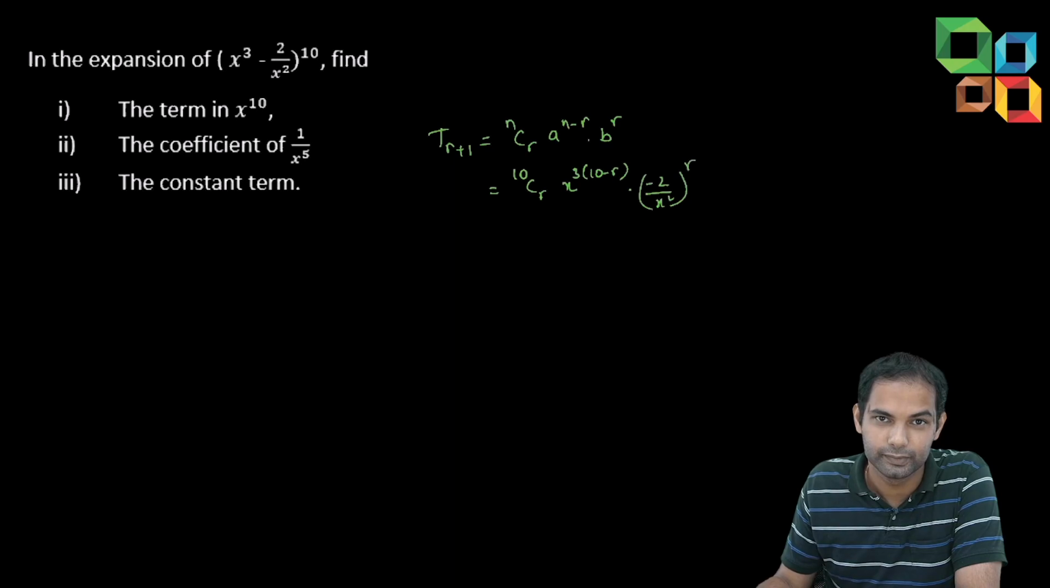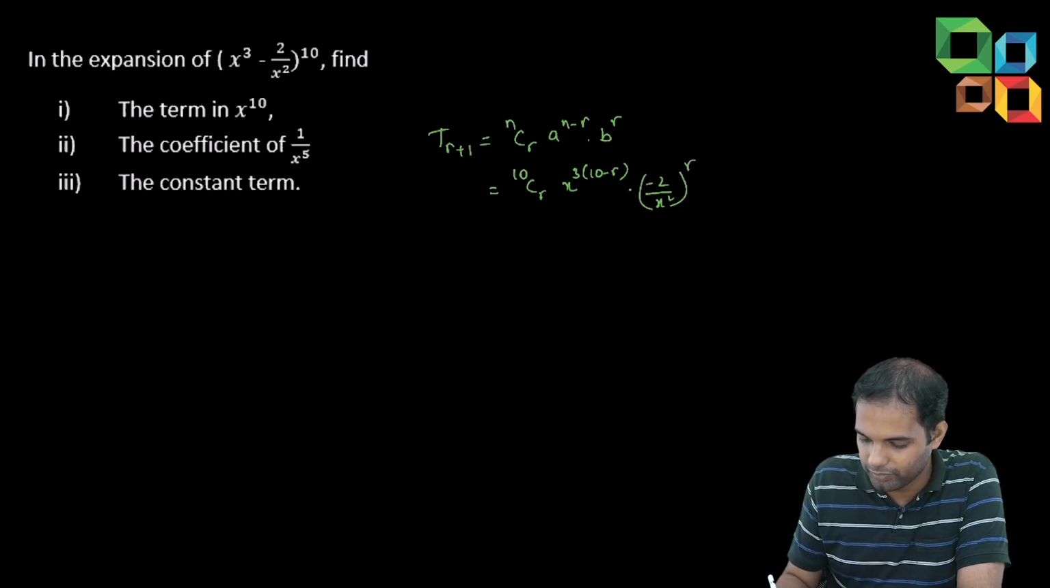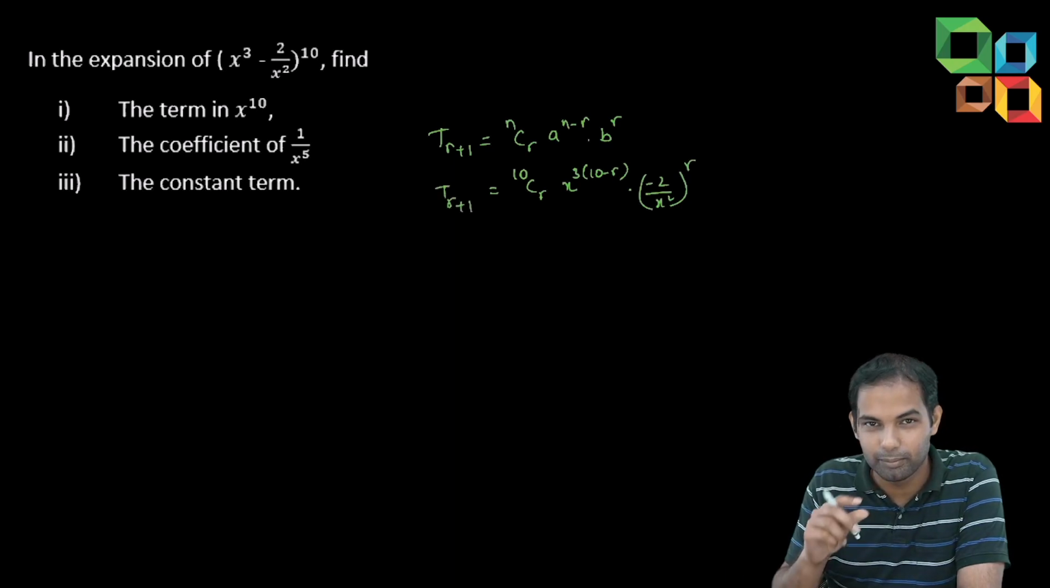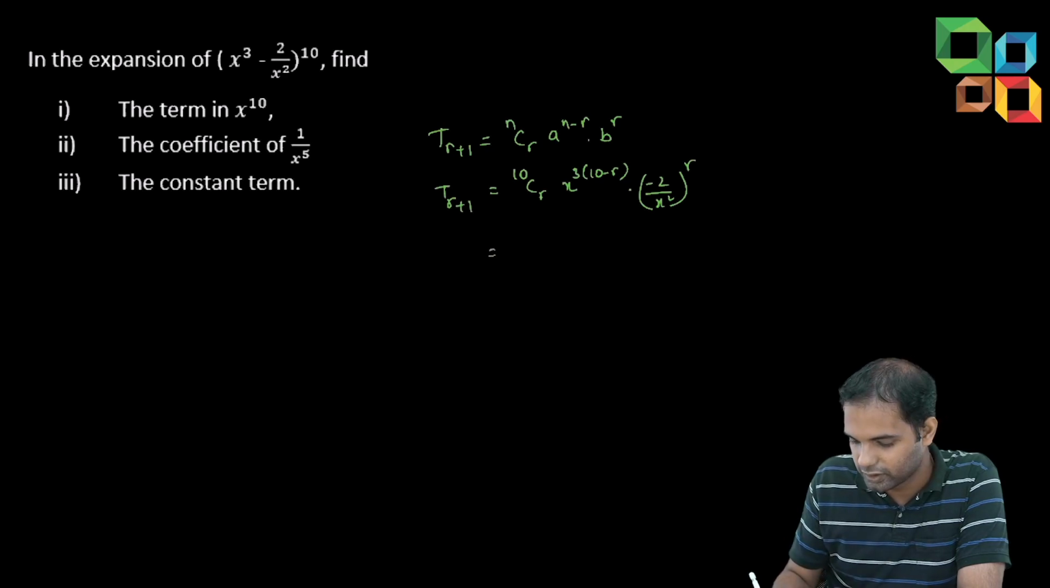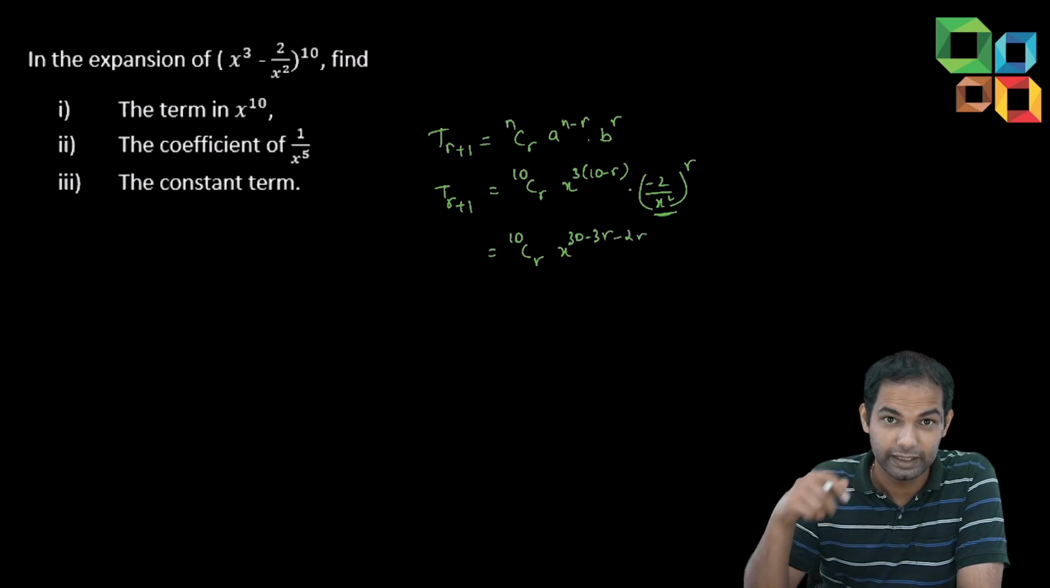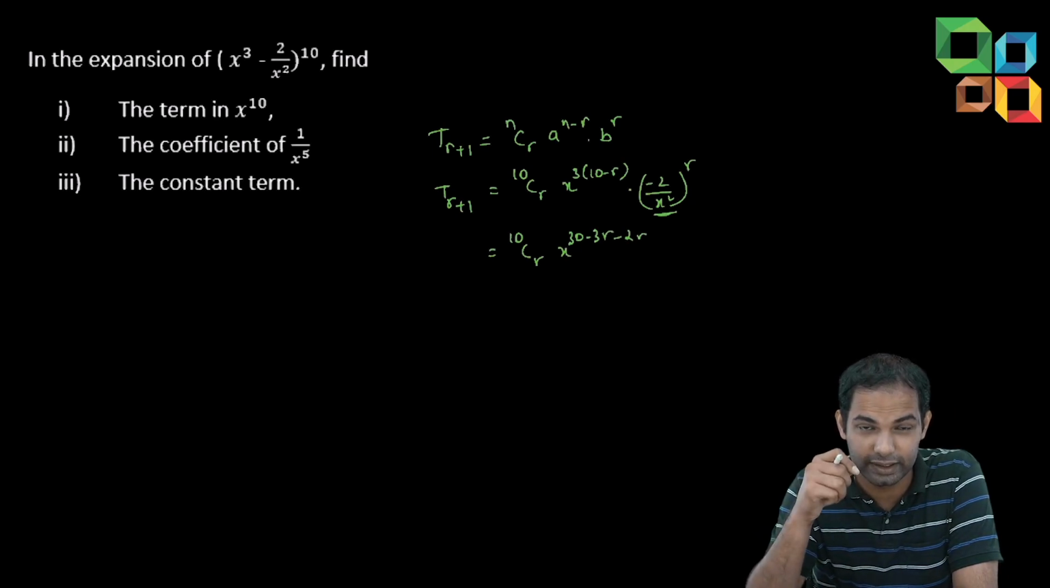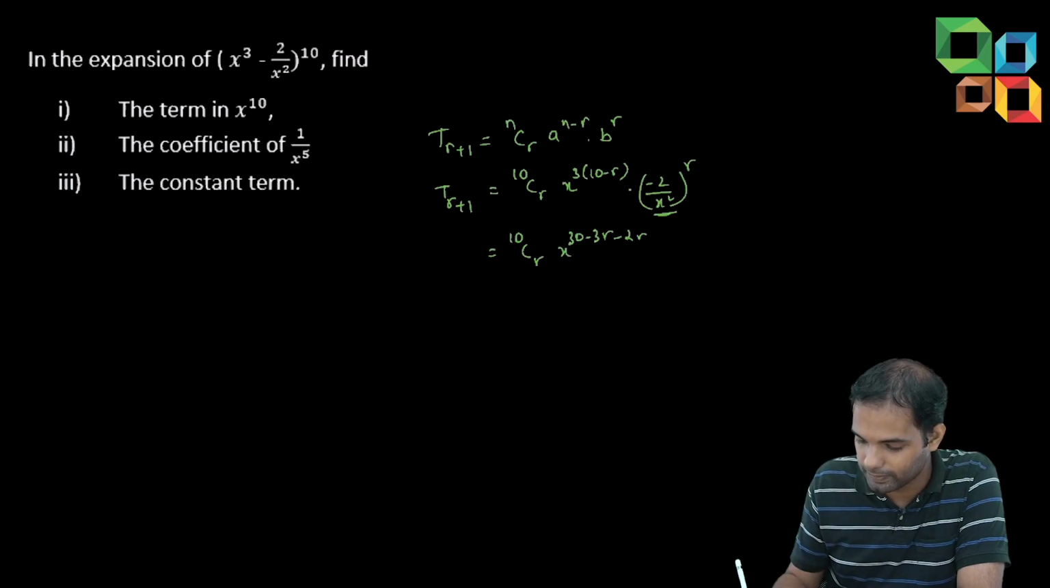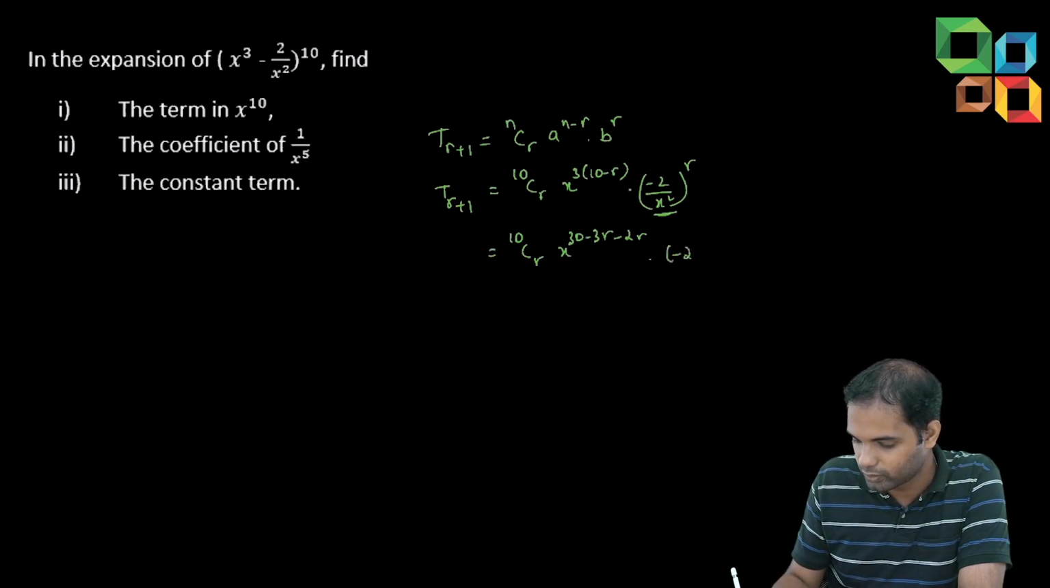Just to simplify it better so that we can combine the x powers, right? So it is 10Cr. So this is x power 30 minus 3r. And there's another x power minus 2r coming from this. It is x power minus 2r into this, right? So the powers will get added. So remaining is minus 2 whole power r.